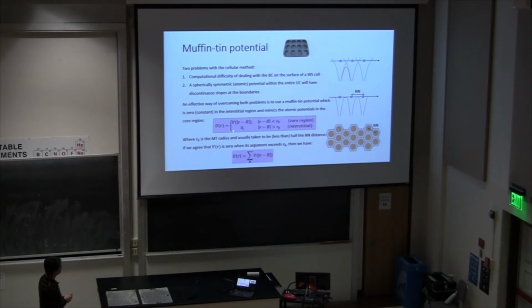Okay, so the next thing is that if you assume that the potential is 0 beyond the muffin tin radius, then you can simply write your potential in a very compact form. It's a sum over all Bravais lattices of the atomic potential, which is finite as long as you're within the muffin tin radius, and it will be 0 as soon as you pass the muffin tin radius.